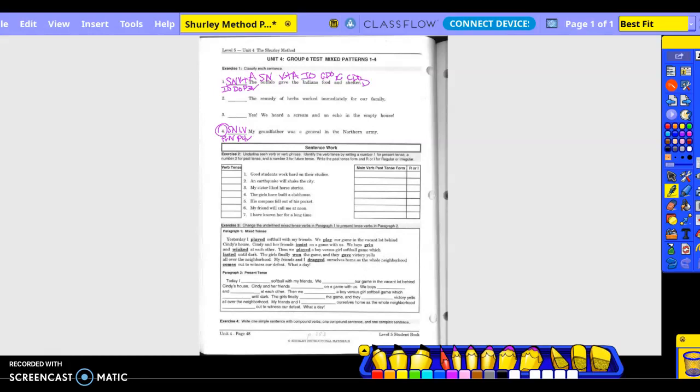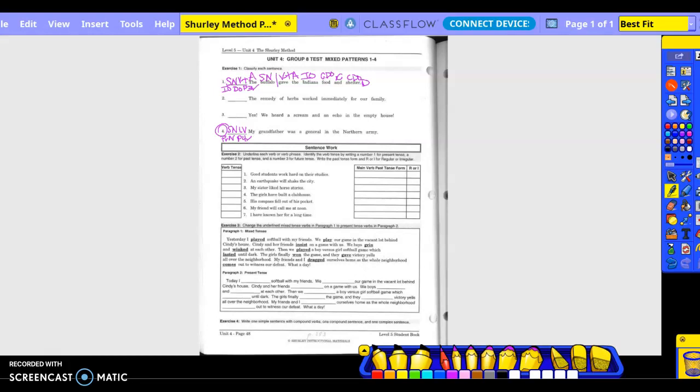Go back to the verb, divide the complete subject from the complete predicate. Is there an adverb exception? No. Is the sentence natural or inverted order? Natural. Okay, the remedy of herbs worked immediately for our family.